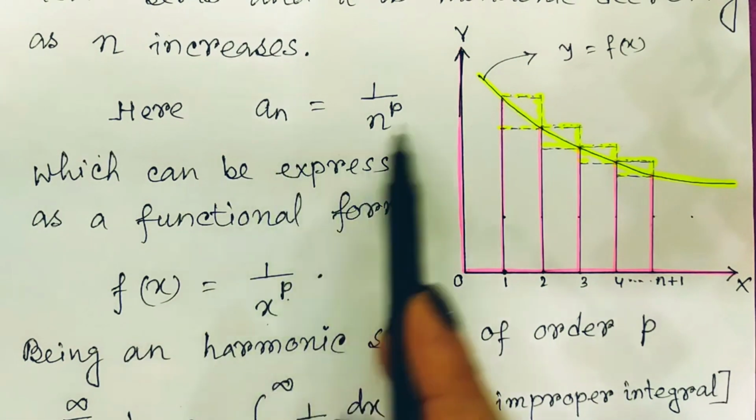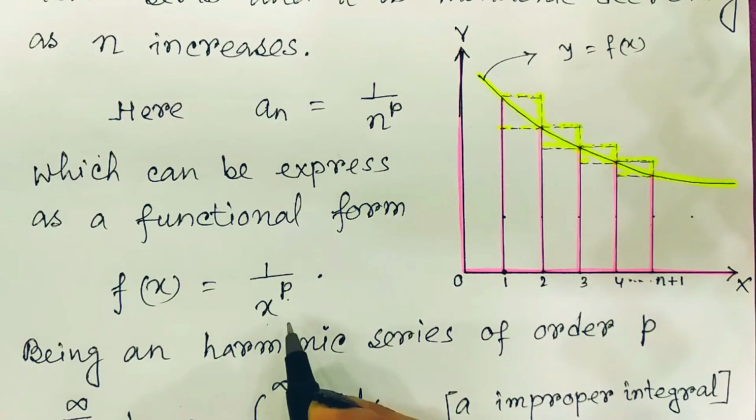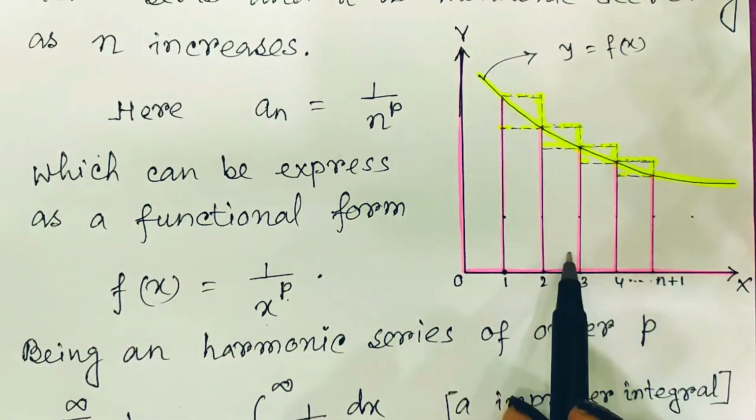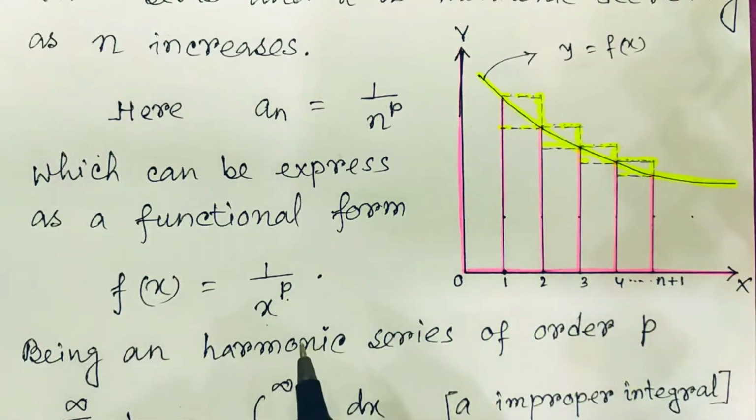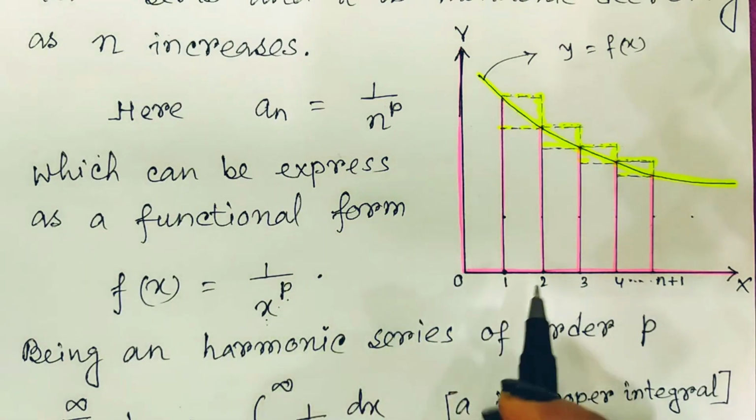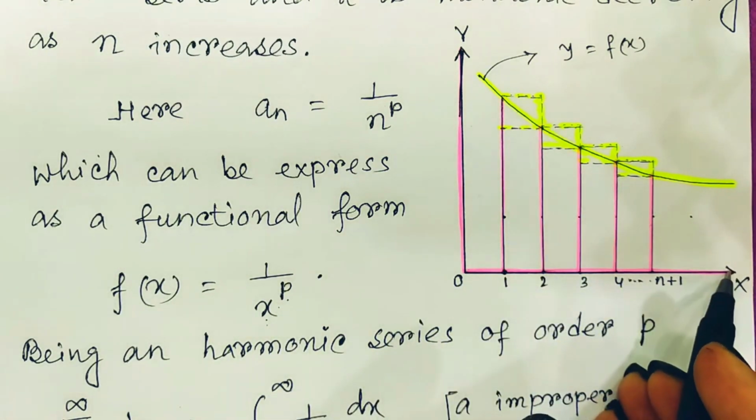Now, this nth term can be expressed in this functional way, and this is the graph of it, as it is the harmonic series. This one is a harmonic series of order p. So this is also a series which we can express in this functional form.